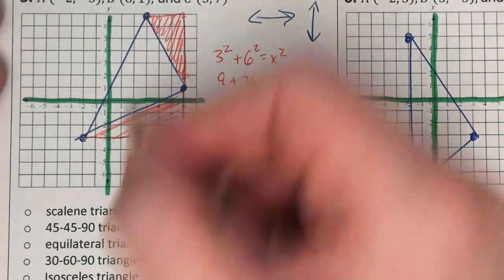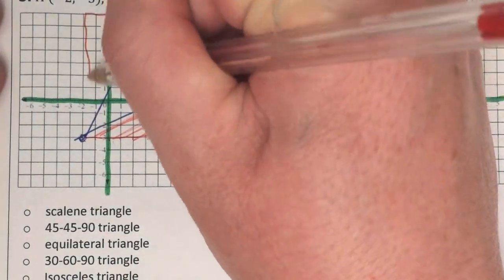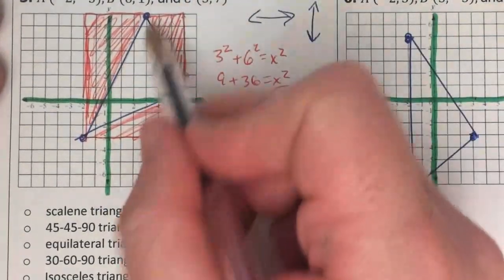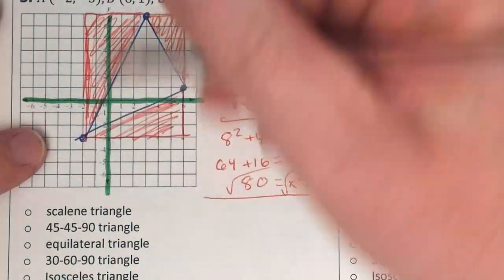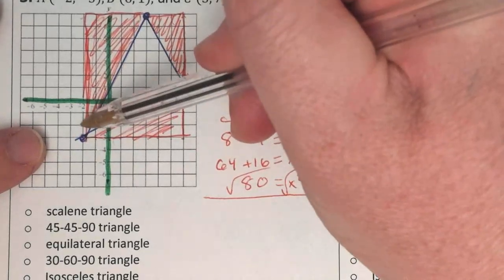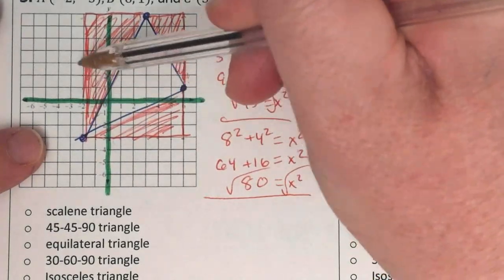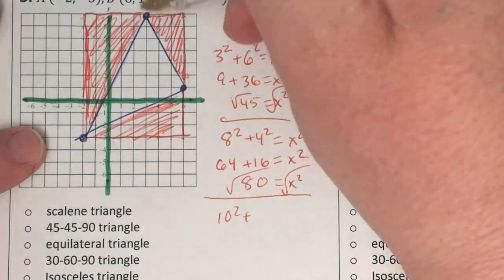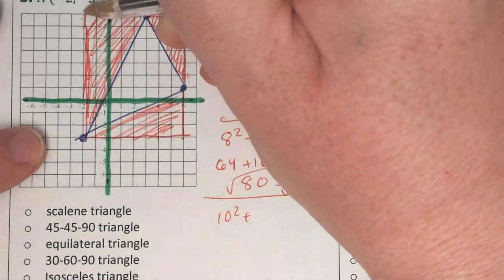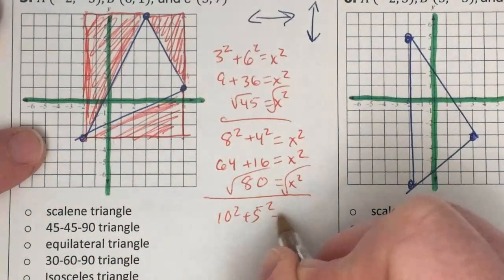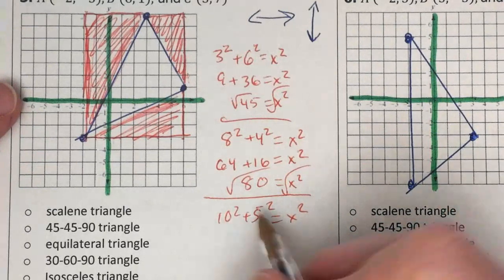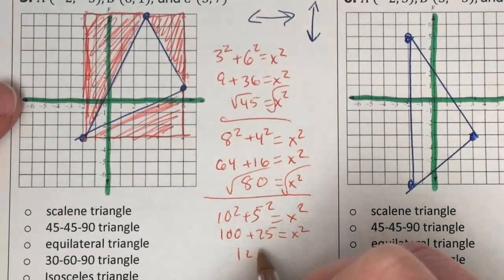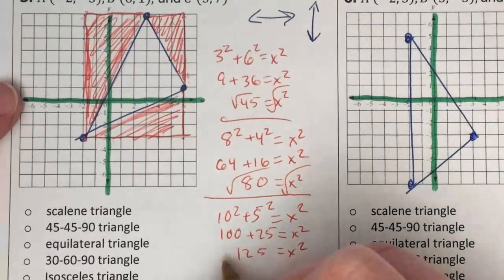And this last one. Make a right triangle. You see how I shaded in? That means it stands out from this. All right, so go from this dot to the corner. 1, 2, 3, 4, 5, 6, 7, 8, 9, 10. That's 10 squared plus 1, 2, 3, 4, 5, 5 squared. All right, so that is 100 plus 25 equals x squared. That's 125 equals x squared, and we square both sides.